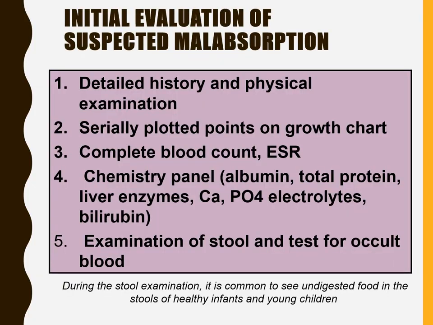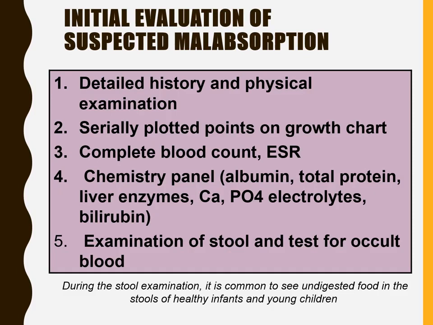So how to evaluate a patient with suspected malabsorption? Those are the charts from one of the articles in Pediatrics in Review. You need to take a detailed history and physical examination. You need to prove that this patient is failing to thrive or failing to gain weight by having serial plotted points on the growth chart. You need to remember that one single point is not enough to diagnose that this patient is not growing well.